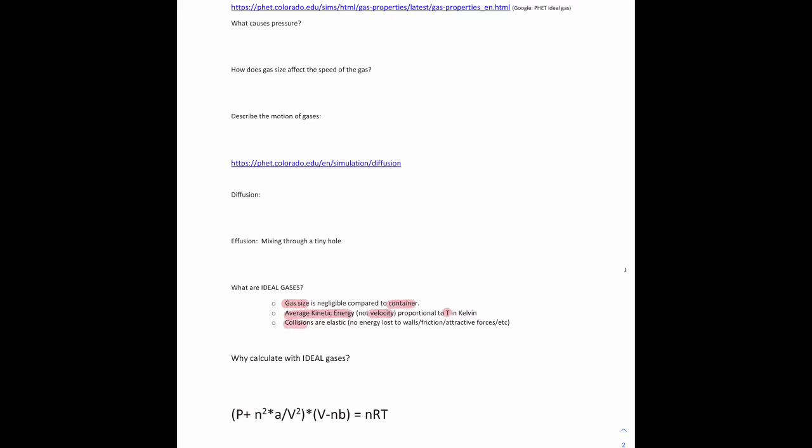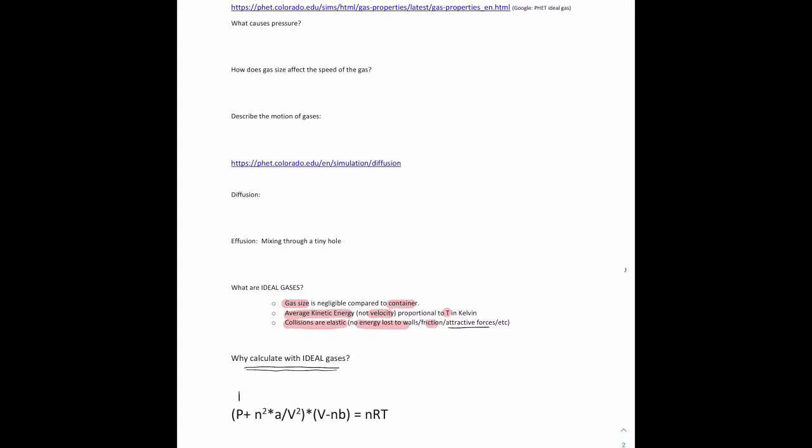Also, we assume the collisions are elastic, so there's no energy lost to the walls or friction. But the biggest reason we assume they're elastic is that there's something called attractive forces, and they're kind of a big deal, but we're assuming they're not there because it makes the equation really complicated. So why calculate with ideal gases? You're going to find out there actually aren't that many ideal gases. We can still get kind of close to the right number. That's one reason, but the bigger reason is look at how messy this is.